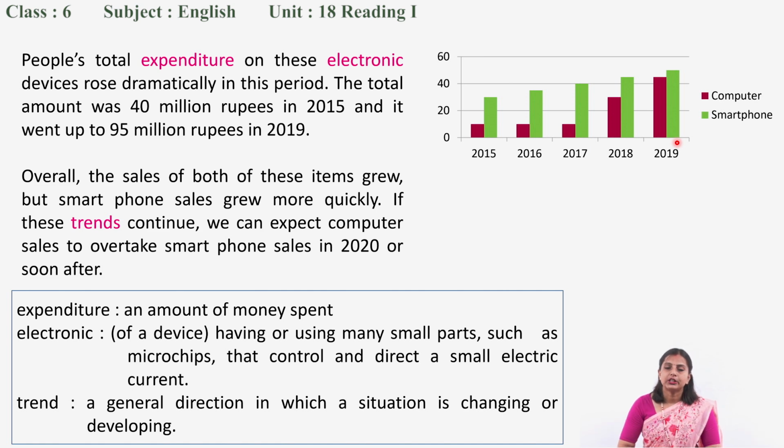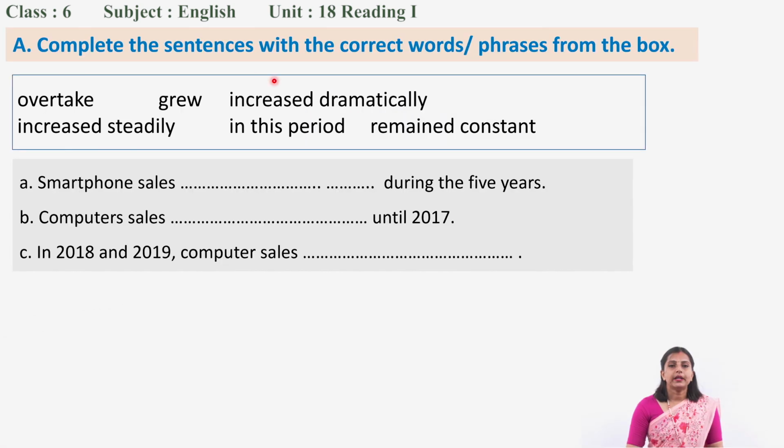So that's all about the chart, you see. Now let's move to the exercises. Complete the sentences with the correct words and phrases from the box. There are some words given here. Let us read them. What are they? Overtake, grew, increased dramatically, increased steadily, in this period, remained constant.